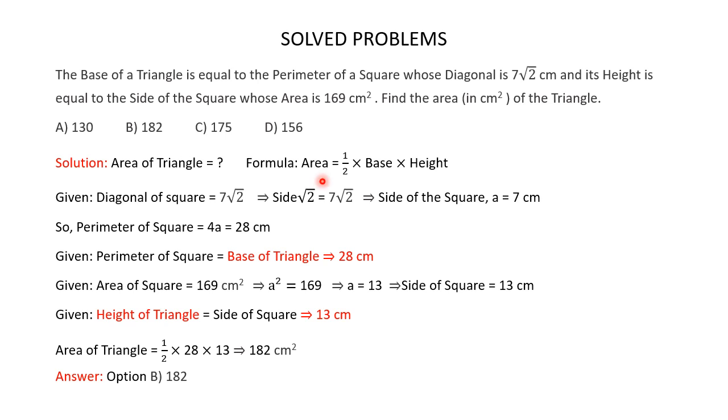Substituting these two values in the formula here, we get area of the triangle is equal to half multiplied by 28 multiplied by 13, which is nothing but 182 centimeters squared. So area of the triangle is 182 centimeters squared. The correct answer is option B, 182.